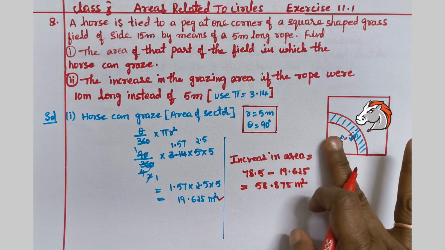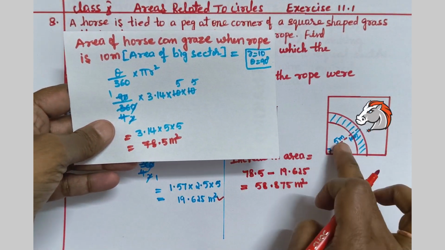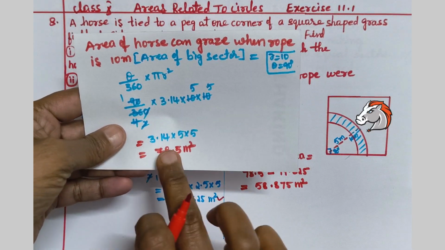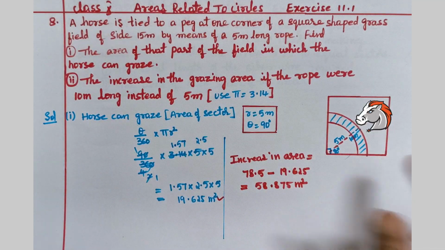See, first you will find a small sector area. This answer you will get. Next you find this full sector area. You will get this answer. So this answer minus this answer means you will get increased area. You will get this is the answer.